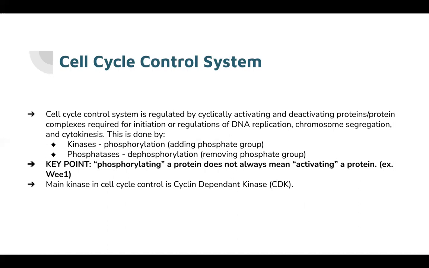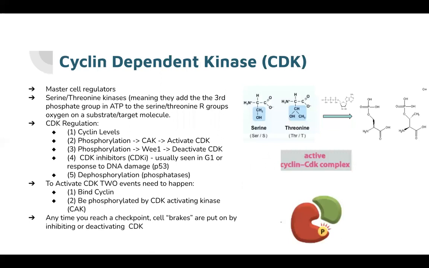Our main kinase in the cell cycle is CDK, our cyclin-dependent kinase. We call it the master cell regulator. It's a serine-threonine kinase. As I said before, that means that CDK, when bound to cyclin, is going to bind ATP, cut off that third phosphate group, and add it to serine and threonine hydroxyl groups on target proteins. So it basically adds phosphate to serine and threonine amino acids. That's basically what CDK does.